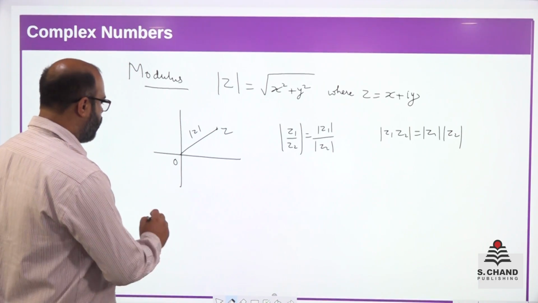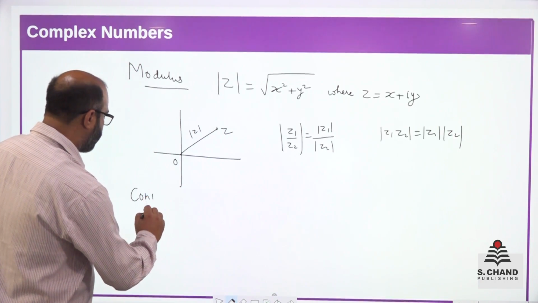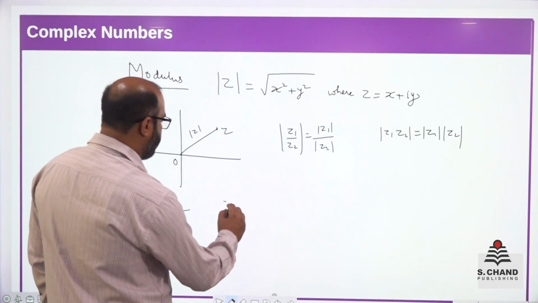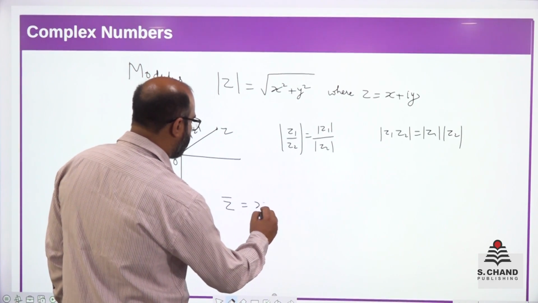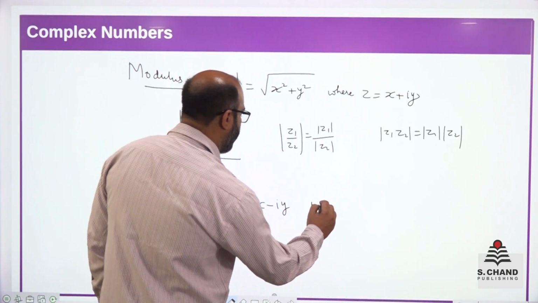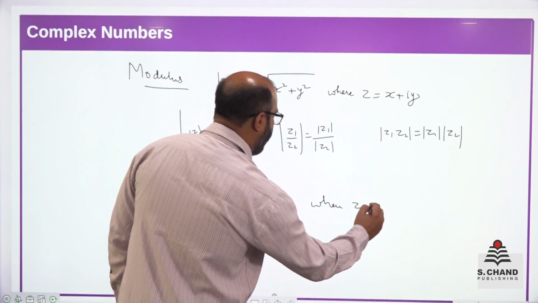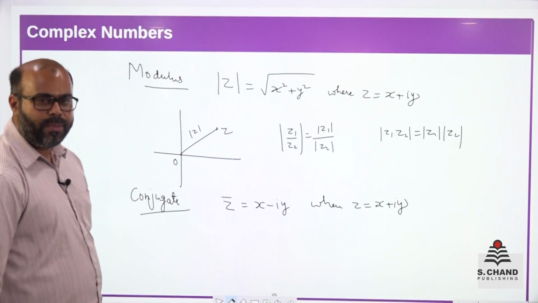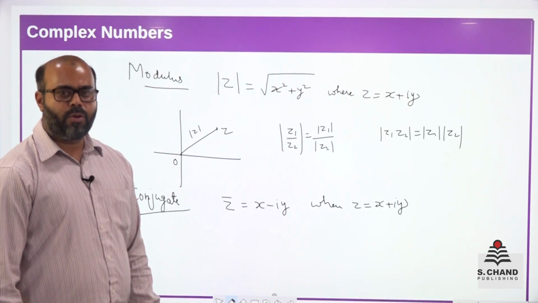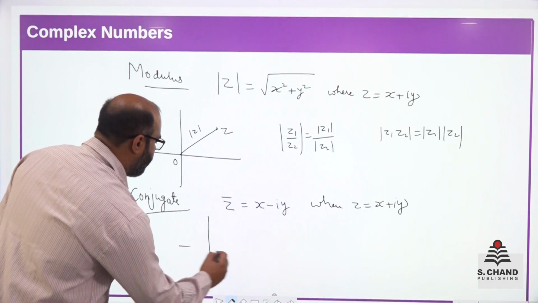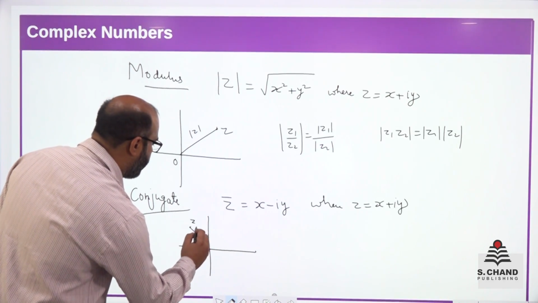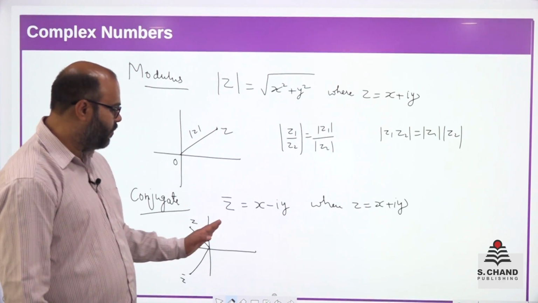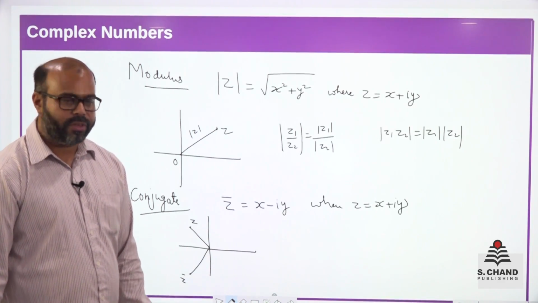So we don't have that property similar to these for addition and subtraction. Next we have is conjugate. What is conjugate of a complex number? Z dash, that is x minus iy, where z is equal to x plus iy. So geometrically it means the mirror image of z about the x axis. So if we have z somewhere here in the second quadrant, z conjugate will be here, the third quadrant. If it is in the first quadrant, it will be in the fourth quadrant.